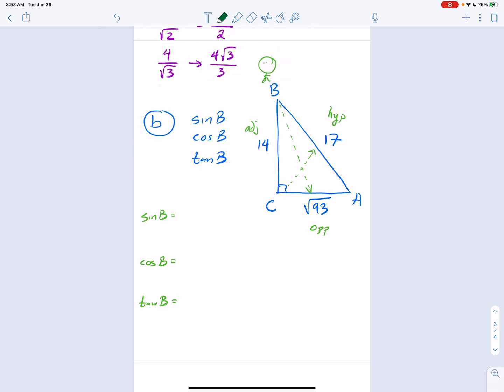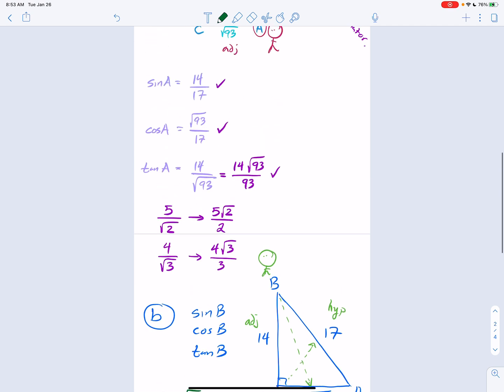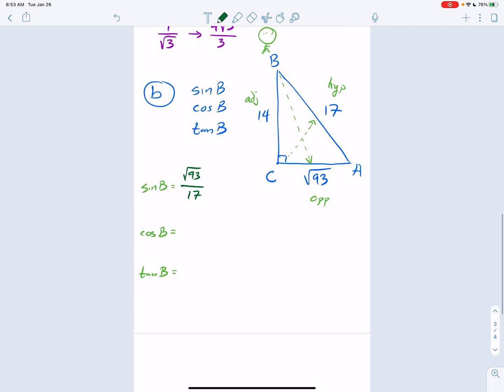Okay, so sine B is opposite over hypotenuse. So that's the square root of 93 over 17. Notice how it's different from the other sine, right? Cosine of B is going to be adjacent over hypotenuse. So TOA, CAH, so 14 over 17. And tangent of B is going to be the square root of 93, opposite, over adjacent, 14.